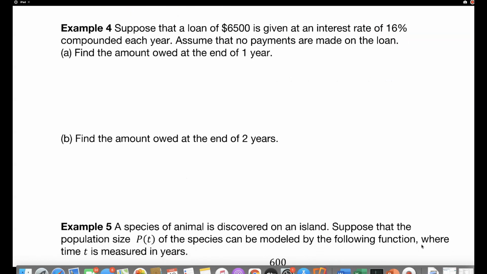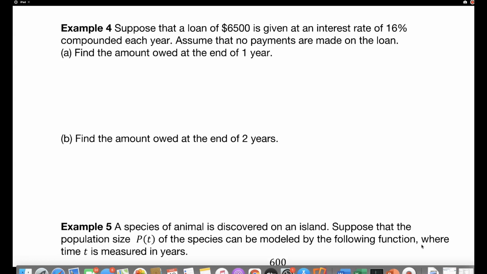Anyways, example number 4. Suppose that a loan of 6,500 is given at an interest rate of 16% compounded each year. Assume that no payments are made on the loan. They said, find the amount owed at the end of 1 year.